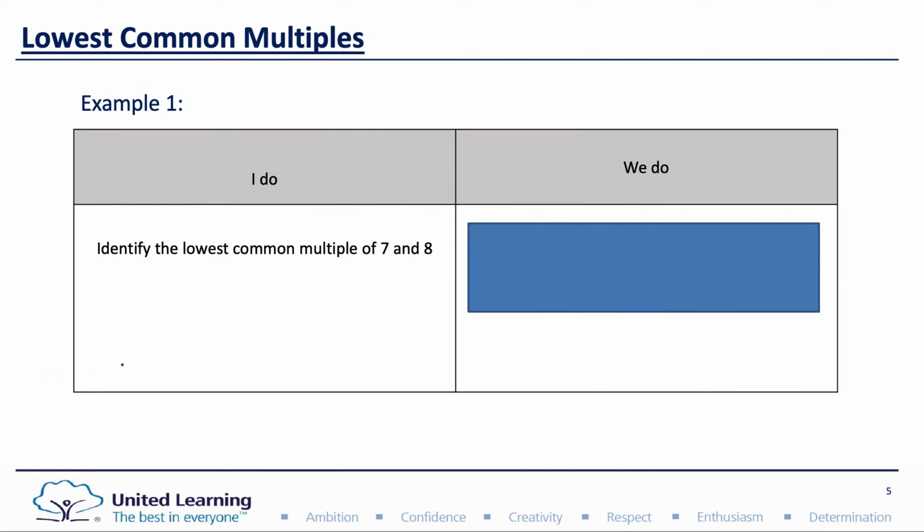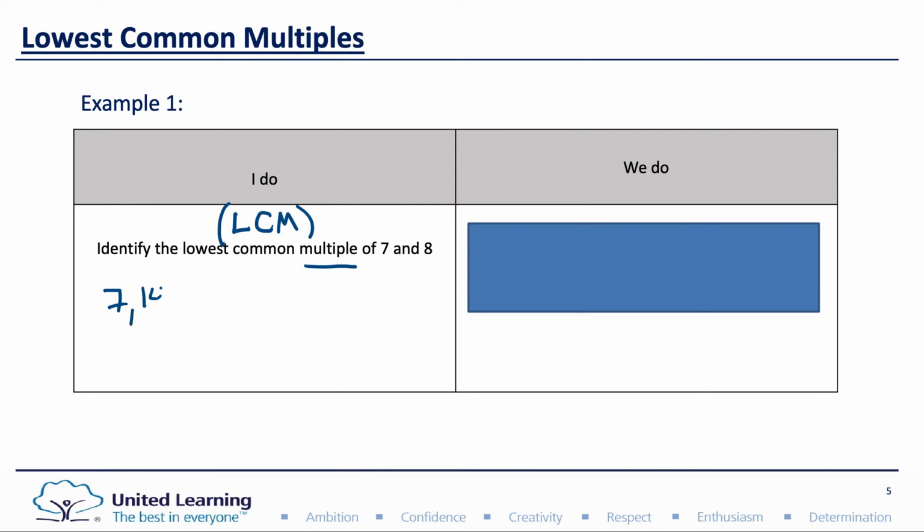All right, for this one, identify the lowest common multiple of 7 and 8. So again, multiple, think times table, but this is what we learned in class. Remember, lowest common multiple, or least common multiple sometimes is what it's also known for, is described as the LCM. That's the acronym we use to describe that. So first thing I'm going to do is list the times table.